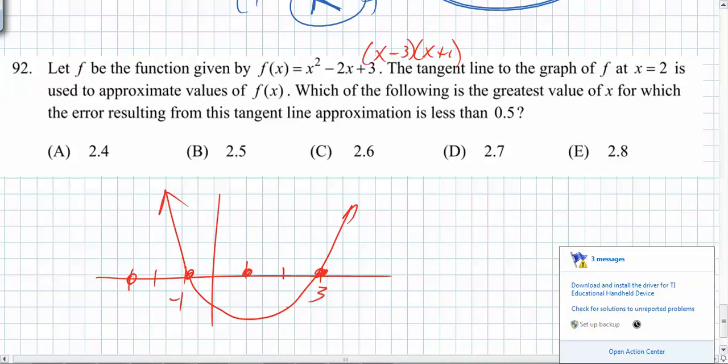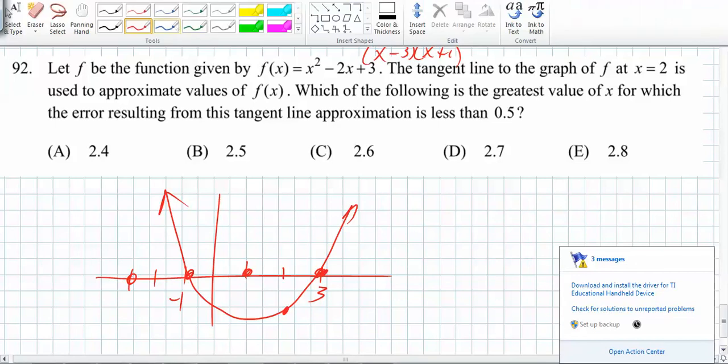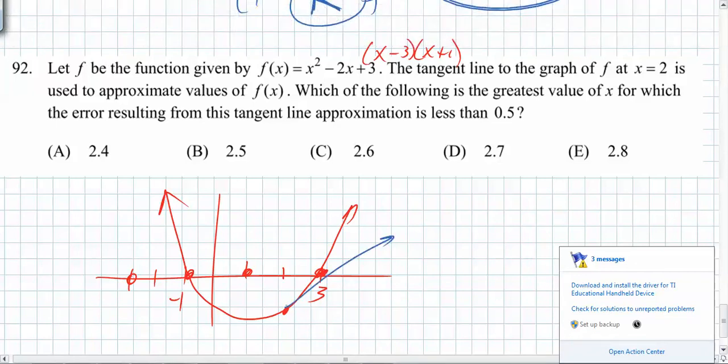And at x equals 2, you're using this tangent line right here. See that right there? So then it's saying, which of the following is the greatest value of x for which the error resulting from this tangent line approximation is less than 0.5? Well, what's the equation for that line? Well, what's y prime going to be equal to? 2x minus 2. So what's y prime evaluated at 2? 2. So what's the equation of that line?